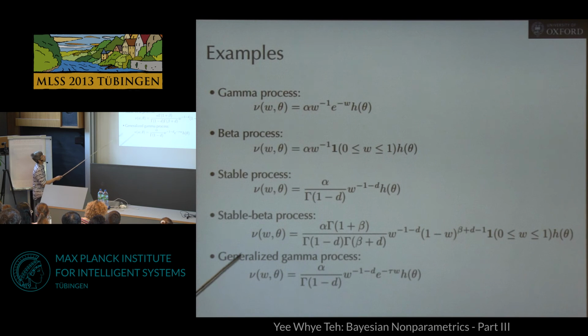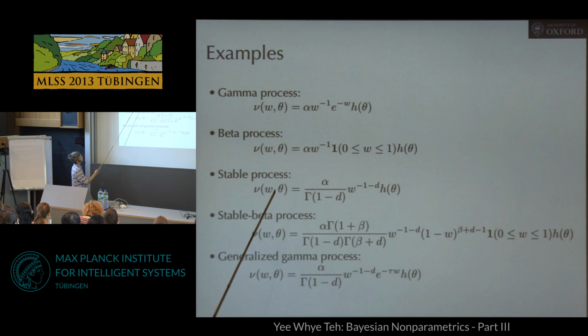So we already saw an example of a gamma process, which is an example of a completely random measure. And of course, unsurprisingly, if you take a gamma process and you normalize it, you're going to get a Dirichlet process. So this gives us yet a different construction of a Dirichlet process.